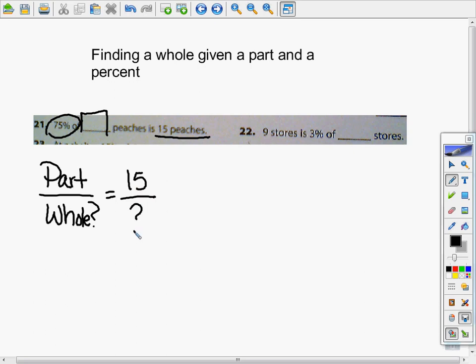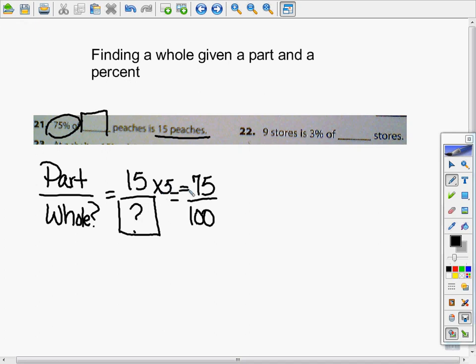But there's one more piece of information that we do have that's going to be helpful. 75% is the same thing as 75 hundredths. Our job, in order to find this missing piece down here, is to figure out what did we do to 15 to make it equal 75? What did we do to 15 to make it equal 75? So 15 times 5 equals 75.